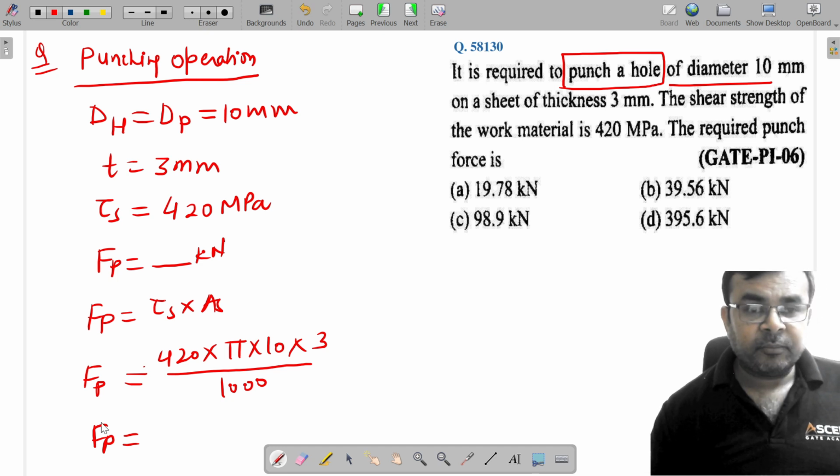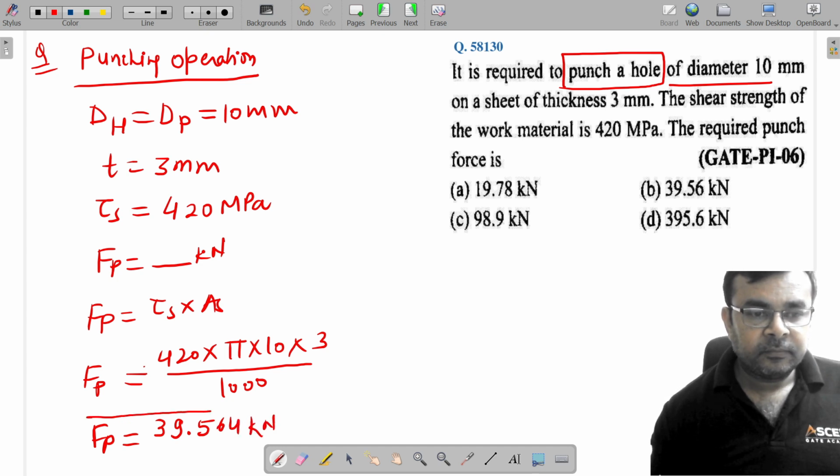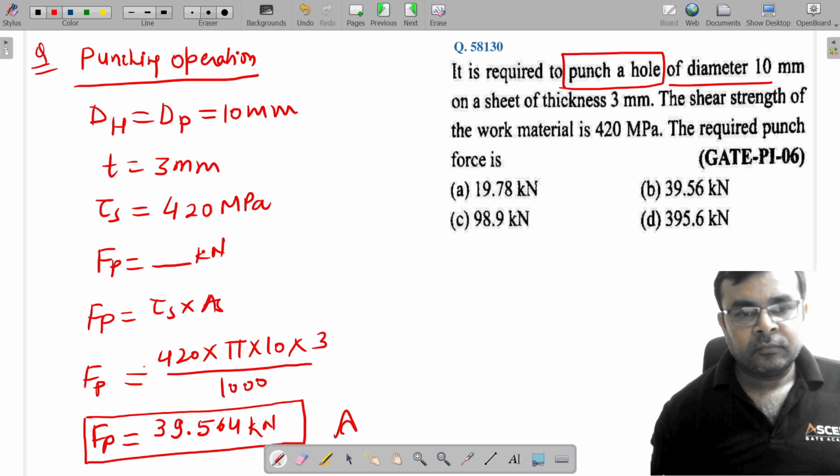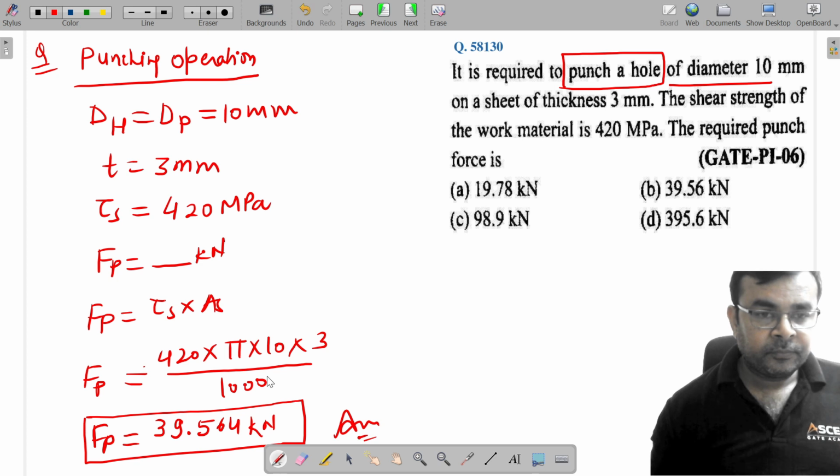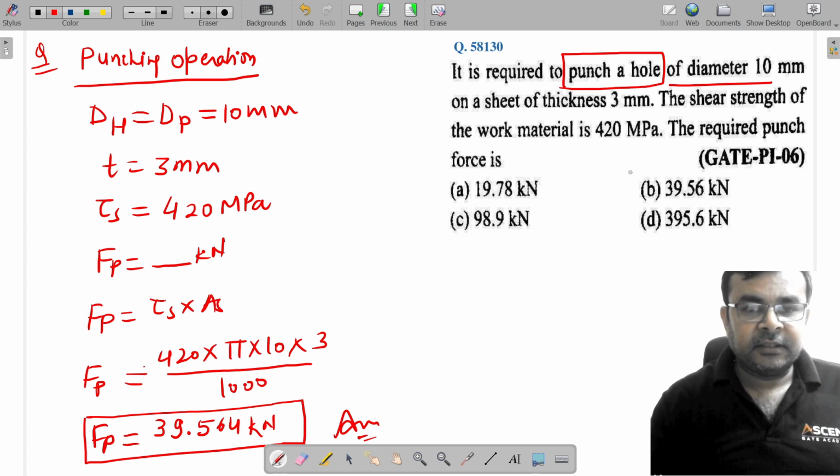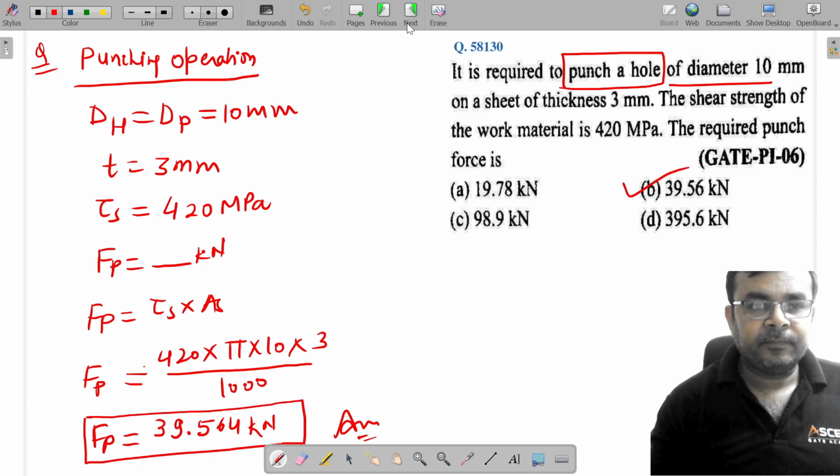So this is 39.564 kilonewton. This is the answer. Is it clear? So the correct answer is option B.